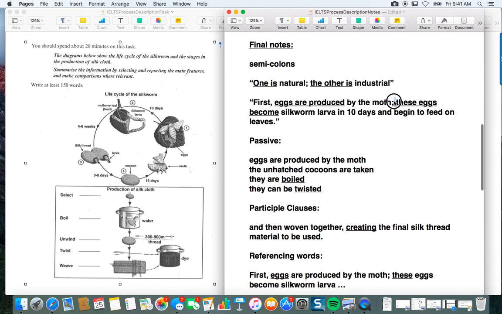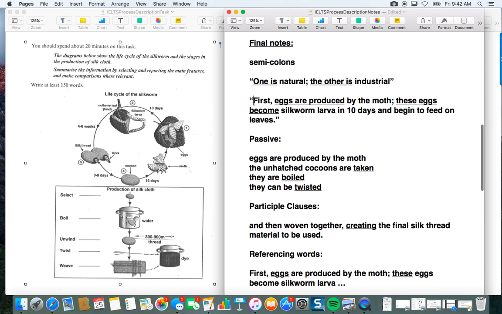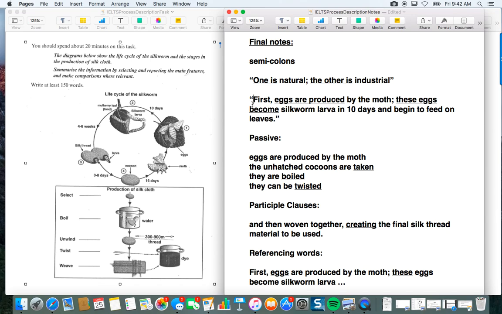Here is another one where I've done it. You can do this anytime you've got a process. First, the eggs are produced by a moth, so you've got your subject, verb, semicolon. These eggs become silkworm larvae. Subject, verb again. So that's a good one. Take a little extra time.